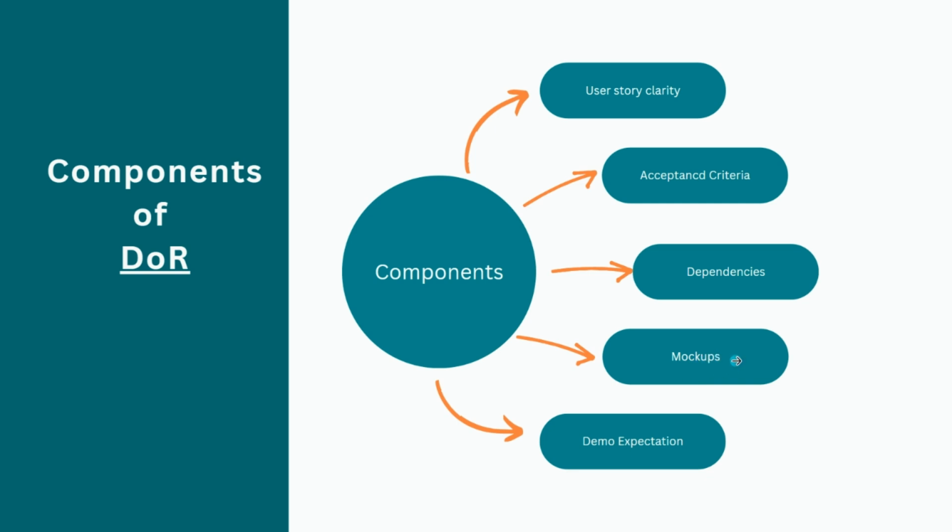those dependencies should be highlighted and mentioned in the story. Mockups: if you are working on screen related stuff where some screen component we are talking about, and the UI UX mockup is available, that mockup should be attached in the user story, so that will help the developer to compare their output with the mockup, which will give the closest output to the product owner.